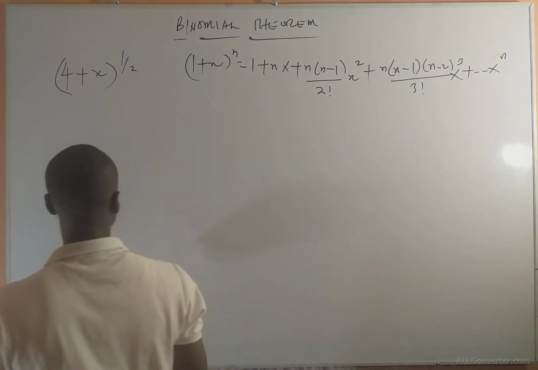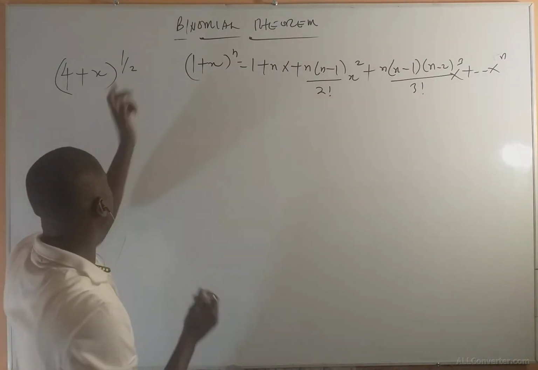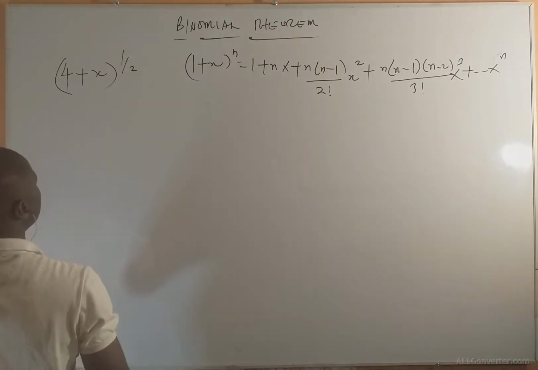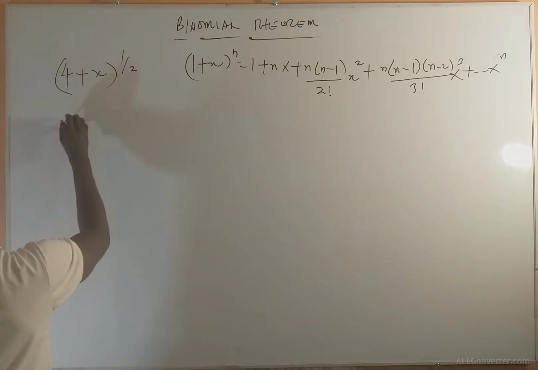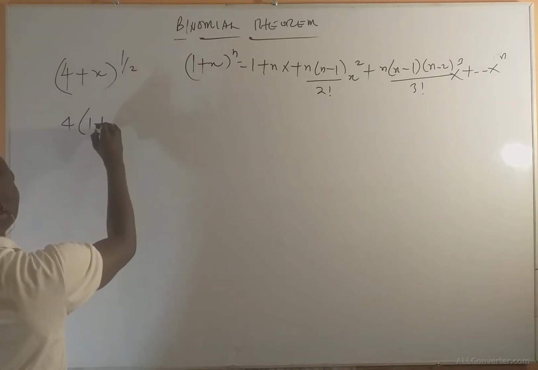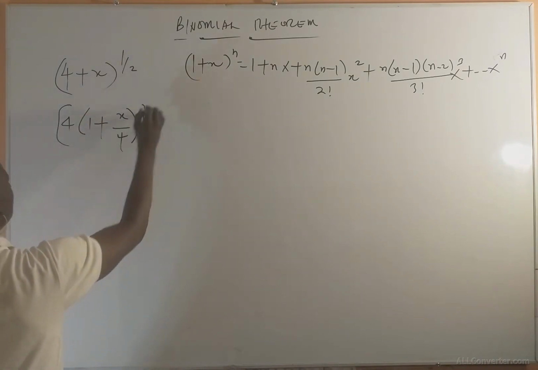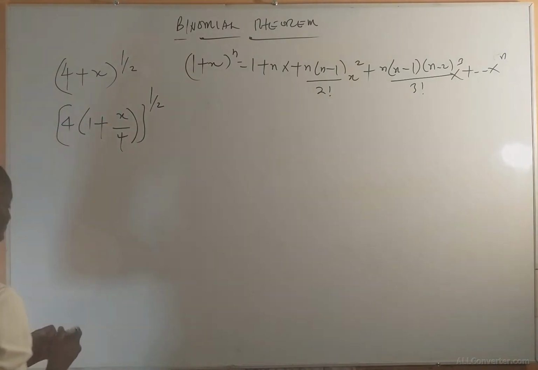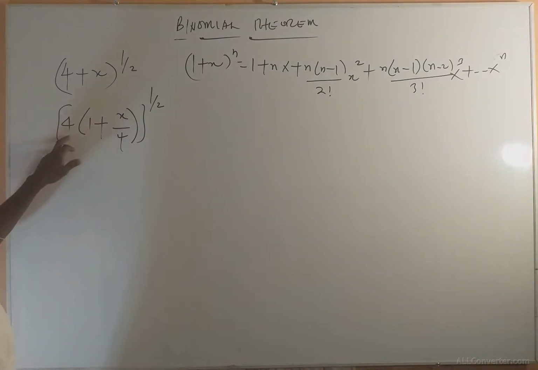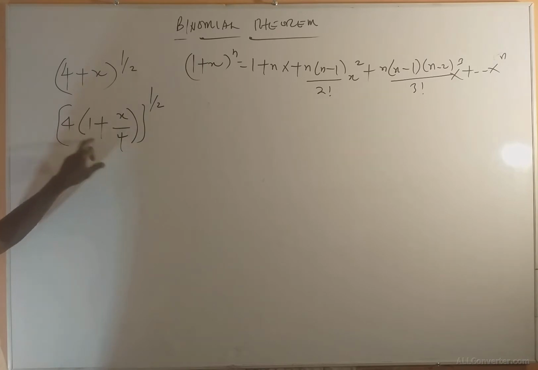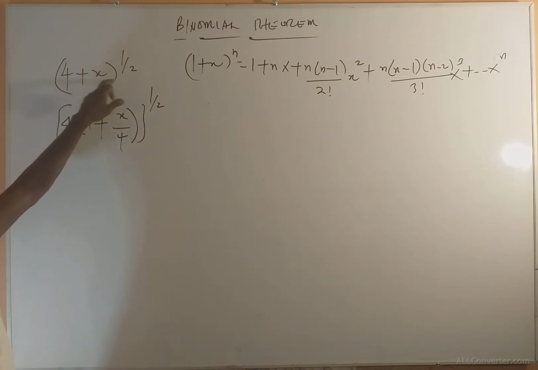So because we are going to use this expansion to solve for this, we have to express this to look like this, and therefore we factor 4 out. Then we have 1 + x/4, all to the exponent half. Now this is the same as this, because if you multiply 4 by 1, you are getting 4. And when you multiply 4 by x/4, 4x divided by 4 will still give you the x, and you still have your half.